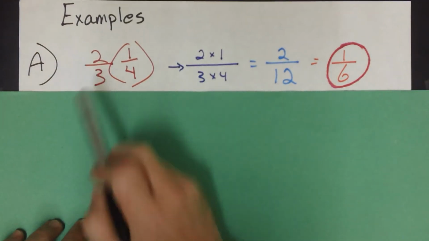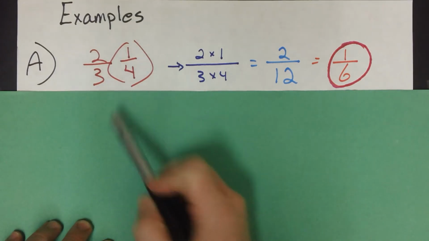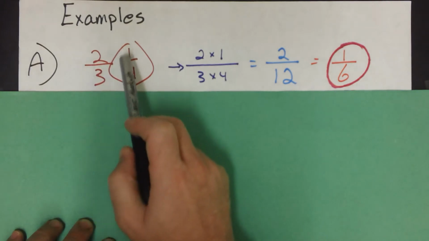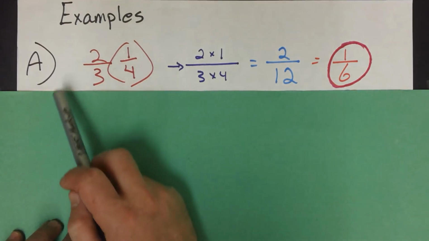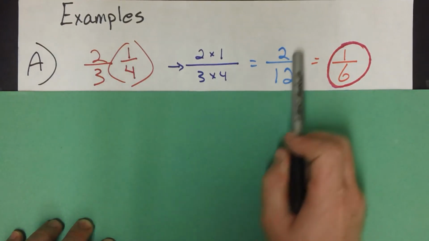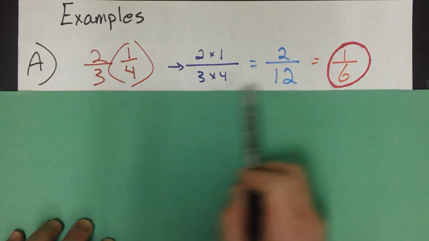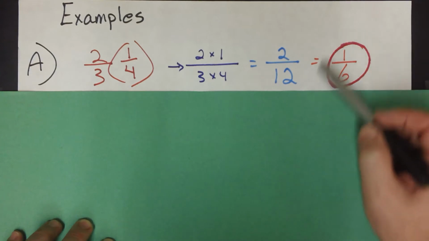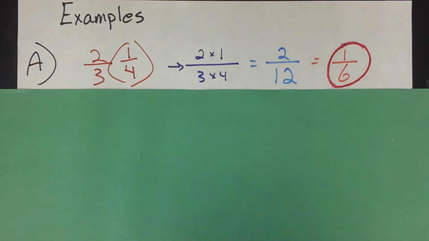Here we have a fraction of 2/3, and these parentheses mean multiplication, and our other fraction is 1/4. So 2/3 times 1/4, we're simply going to multiply straight across with the numerators. 2 times 1 is 2. 3 times 4 is 12. 2 twelfths can be reduced to 1/6. Our final answer is 1/6.